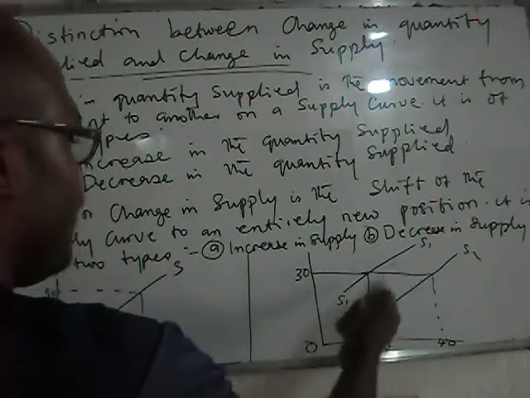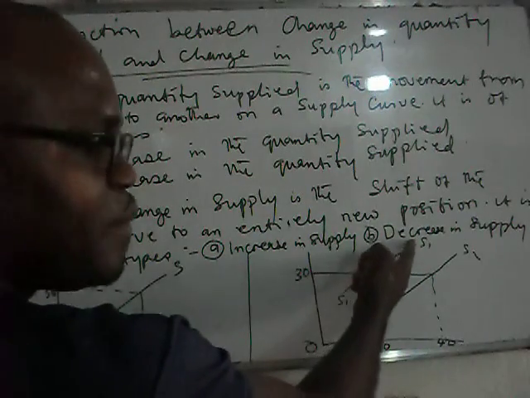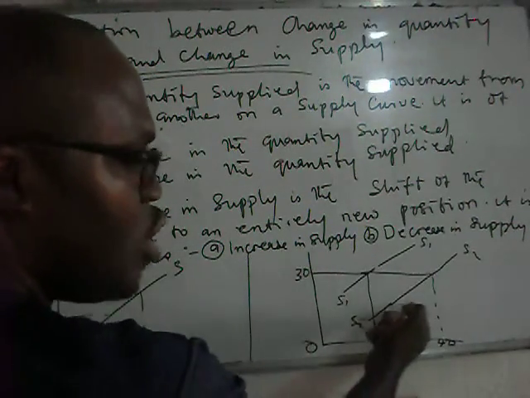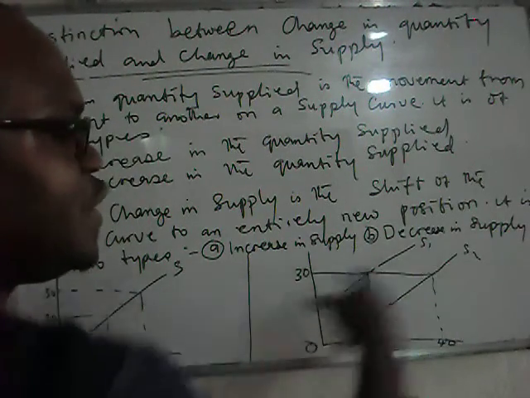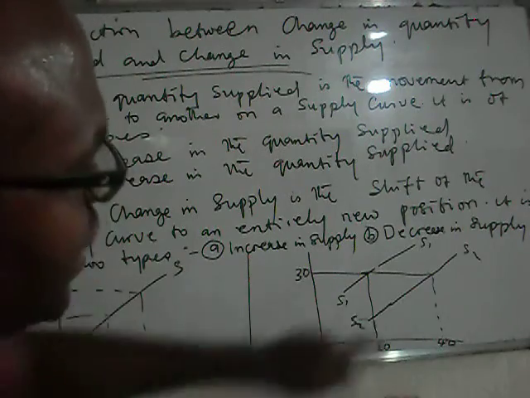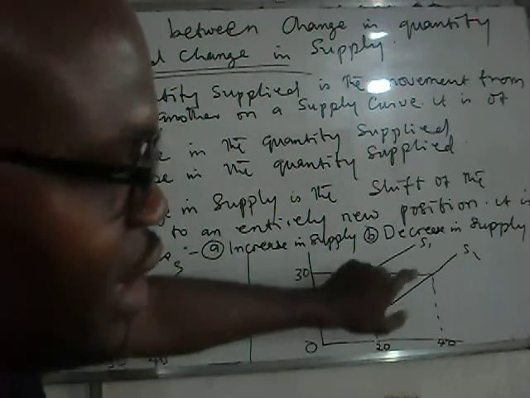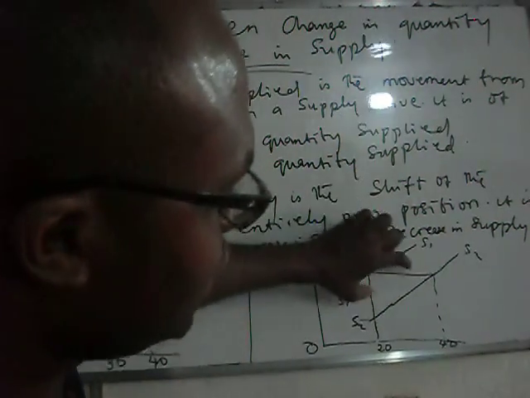But here we have what we call shift or change in supply, which is the total movement of this supply curve. Can you see the supply curve here? It moved from one point to the other. This total movement of the curve to another point. This is S2, supply curve 2. So here we have two supply curves, isn't it? Because there is a movement from this one to this one.